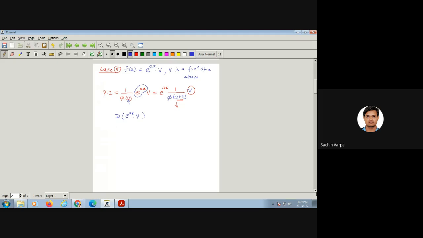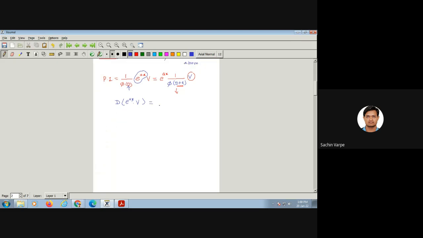We go on taking the derivatives, and then at a certain stage, at the nth derivative, we will get the result. Suppose the first derivative: what is the derivative of e raised to ax? It will be e raised to ax. By the product rule, it is e raised to ax into the derivative of v, plus the derivative of e raised to ax, that is a e raised to ax into v. So I can write this as e to the power ax into d plus a operated on v.